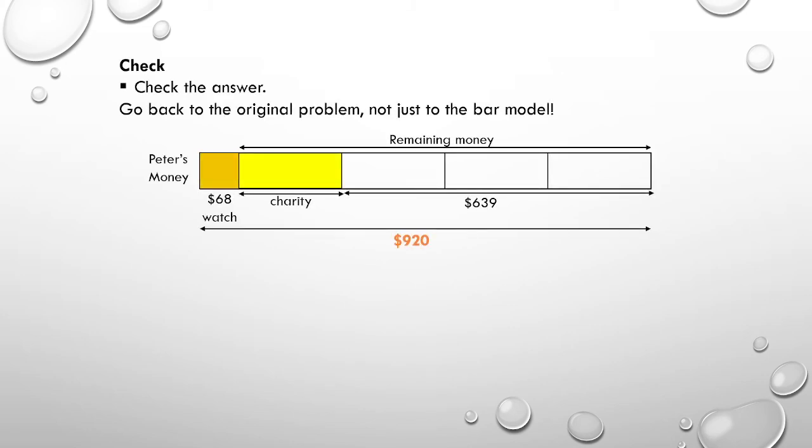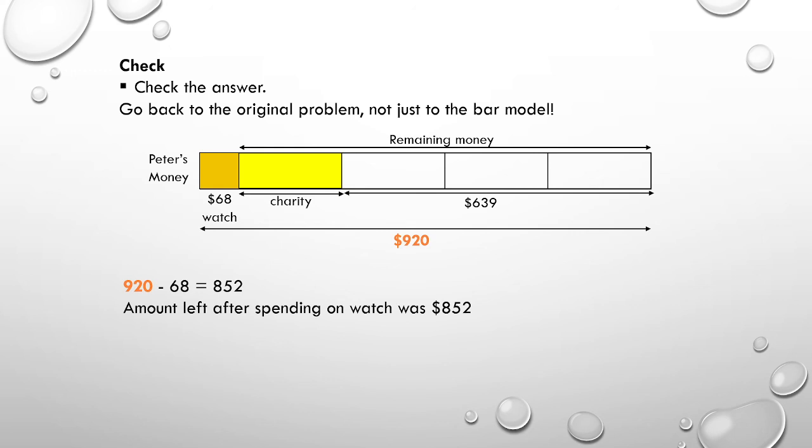Next step, of course, is to check if our answer is indeed correct. No? So para i-check, let us go back to the problem. So, and then ibalik din natin yung bar model na meron tayo. So how do we check? Una nating gagawin is to subtract $920 doon sa una niyang binili, which is the watch. So $920 minus 68 gives us 852. After that, yung 852, yan pala yung remaining money niya.